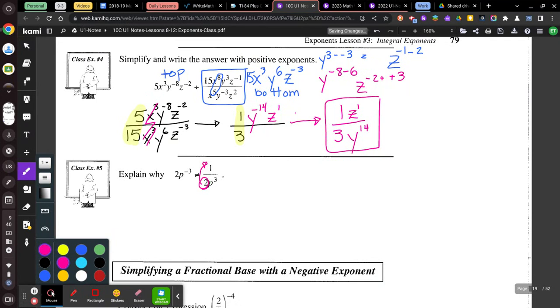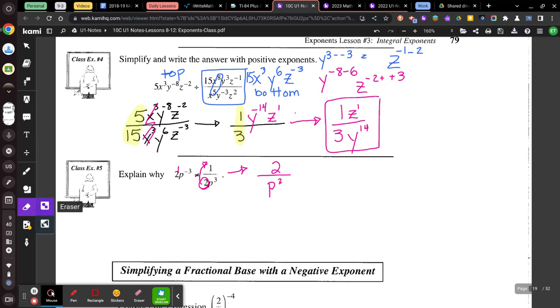If he had a negative exponent, you bet he'd go to the bottom as well, but he has a hidden +1. So the final answer should look like 2 over p cubed. So that 2 should be on top, not on the bottom with the p.